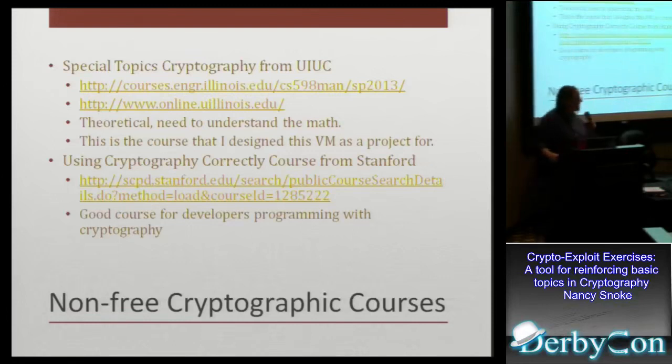I got interviewed with Microsoft and Google and Netflix and several other top companies when I started doing that, because I did projects with people who worked at those companies in the classes. And then for programmers, the Using Cryptography Correctly course from Stanford costs about $600, and it focuses in on that.